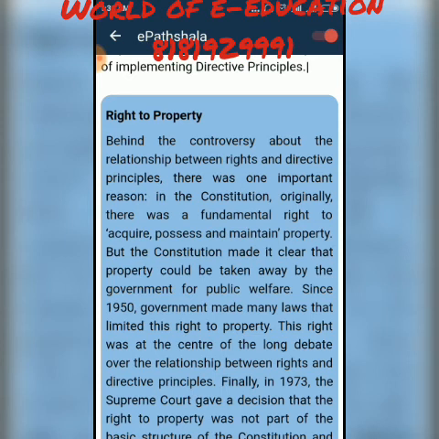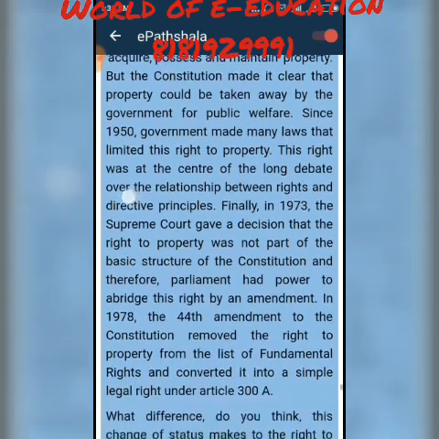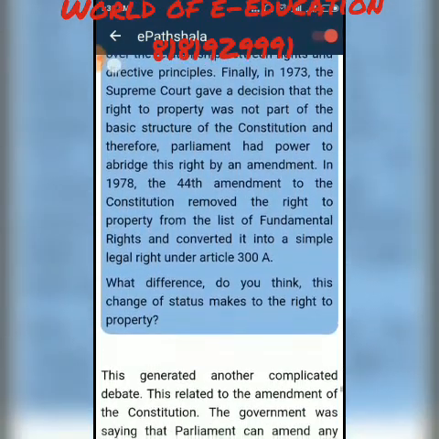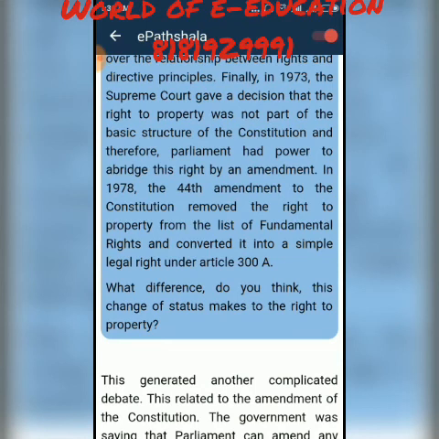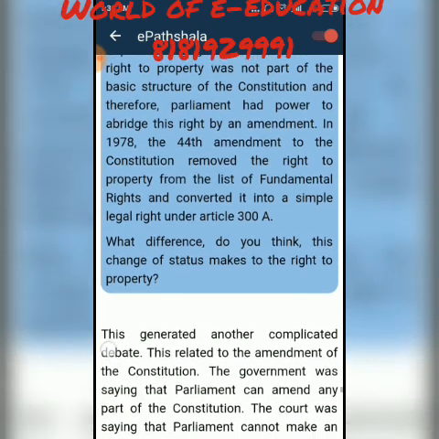Finally, in 1973, the Supreme Court gave a decision that the right to property was not part of the basic structure of the Constitution and therefore, Parliament had power to abridge this right by an amendment. In 1978, the 44th Amendment to the Constitution removed the right to property from the list of fundamental rights and converted it into a simple legal right under Article 300A. What difference do you think this change of status makes to the right to property?